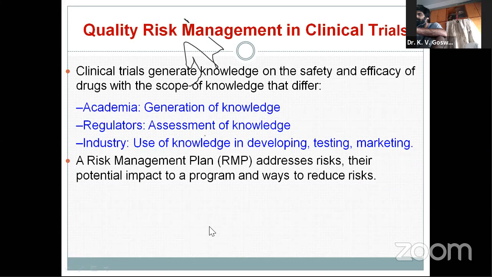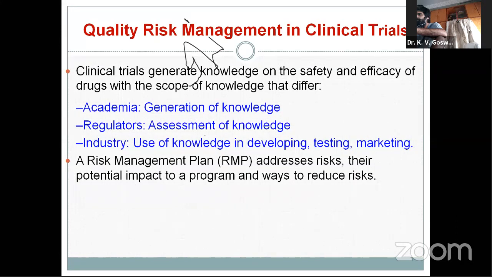So first of all, clinical trials generate knowledge on the safety and efficacy of the drug. But the scope of the knowledge differs. Academia generates the knowledge. There's a lot of knowledge that comes from academia, and the regulators basically assess the knowledge. And the industry, the pharmaceutical or biopharmaceutical industry, uses this knowledge in developing, testing, and marketing. So the lead is mostly coming from academia, and also some industries do the research, but it is generating the knowledge. And the industry is basically using it to develop and market the product.